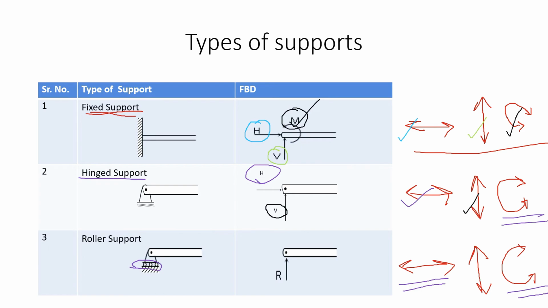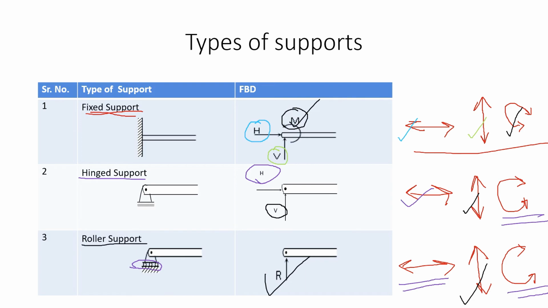So now what is left? Only one motion is restricted, that is the vertical motion, and hence you will find in a roller support only vertical motion is restricted and only a vertical reaction is provided.